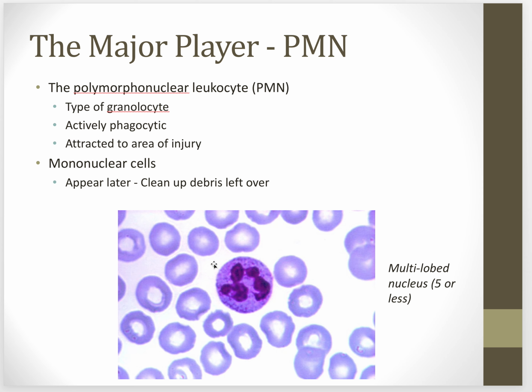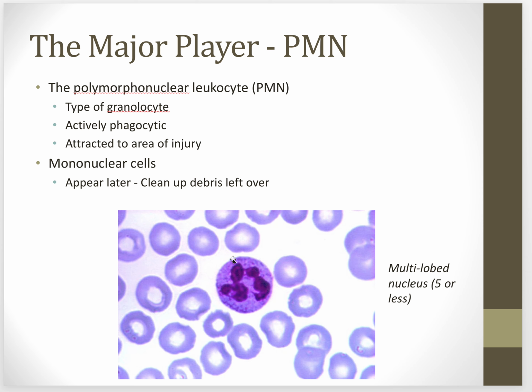So these guys here, right in the middle, they're called the PMN, which is a long name for poly, which means many, morpho, which means looks like, or shape, nuclear, so nucleus, leukocytes. So they're many formed nuclei, white blood cells. If we look at them, this one is a pretty standard polymorphonuclear leukocyte. It's a granulated one because when we stain it, it looks like there's little dots on it. That means it contains stuff.